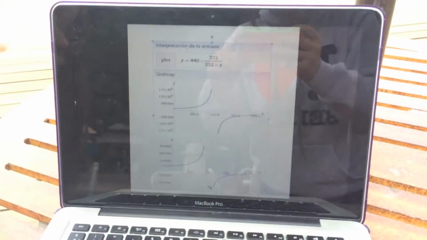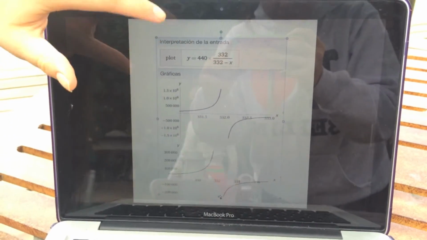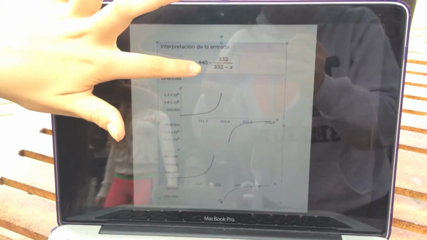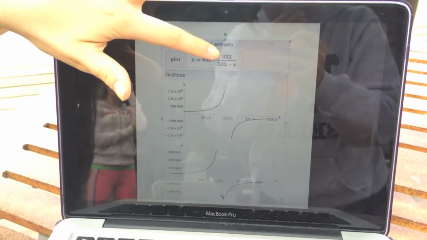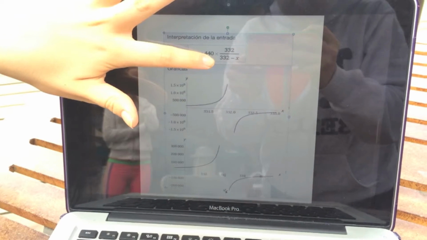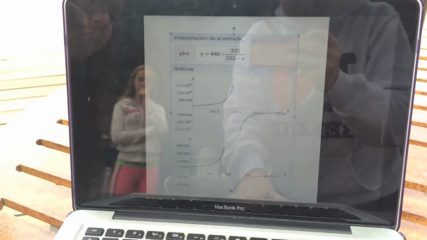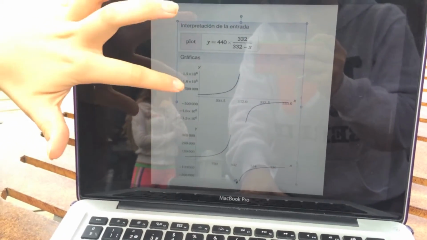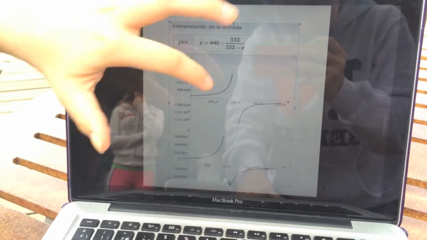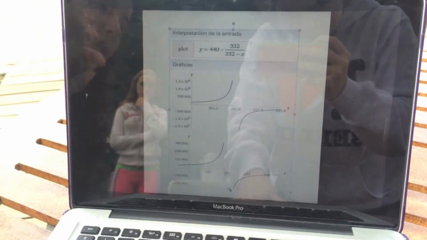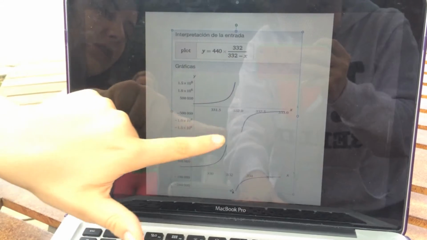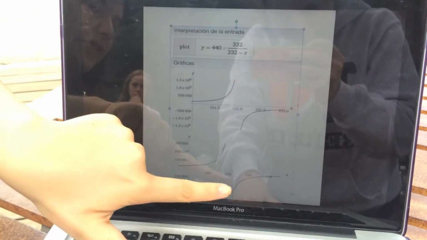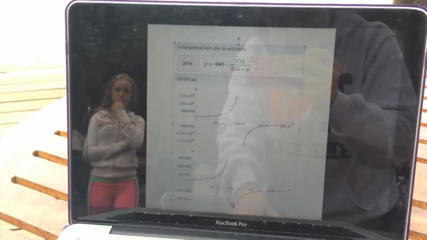This is what the program gives us for the graph. Here, it shows plot y = 440 times 332 divided by (332 − x). Here, it shows how this point reaches this one, and in the same way from this point to this, and this one to this point. And that is how the graph looks like.